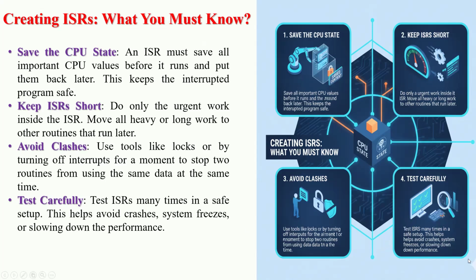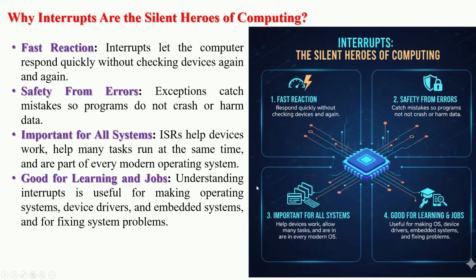Now let us understand why interrupts are the silent heroes of computing. As we have understood now, interrupts allow fast reaction. The system does not waste time checking devices again and again. They provide safety from errors. Exceptions stop mistakes from spreading and damaging the data. They are important for all systems. You talk about multitasking, device handling, networking, everything depends on interrupts.